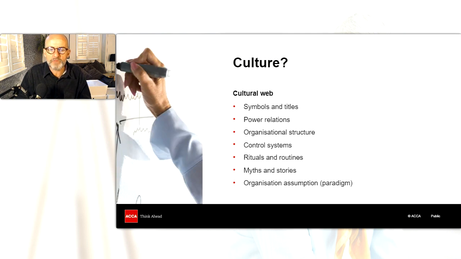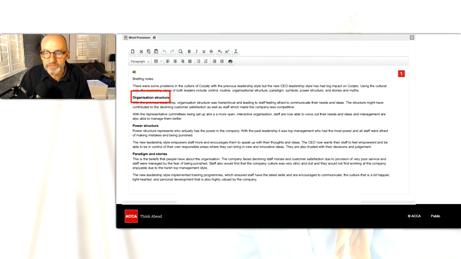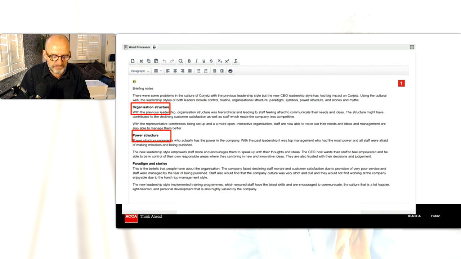What else do we have? Well, we have here the cultural web. Although the cultural web describes all the dynamics that could occur and which could impact the culture of a business, this answer only uses those that are relevant. If we look through it, we'll see it talks about the organizational structure. It talks about the power structure. It talks about the paradigm and stories.